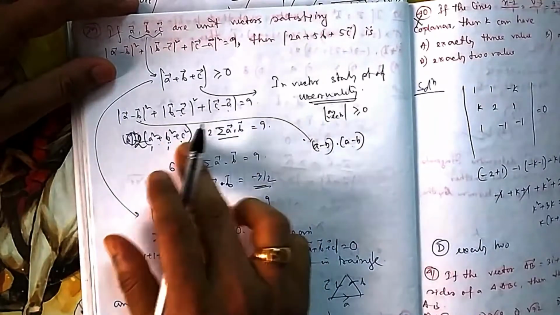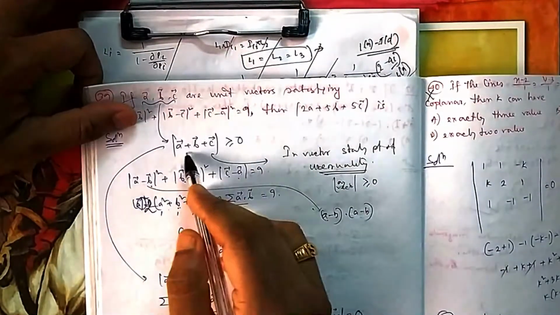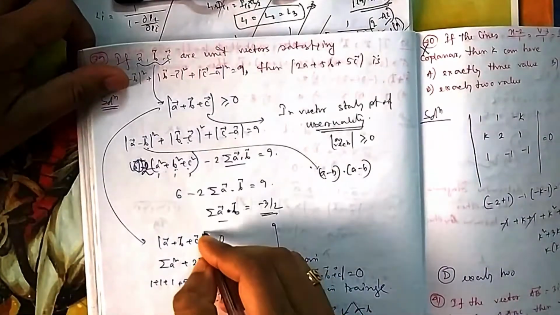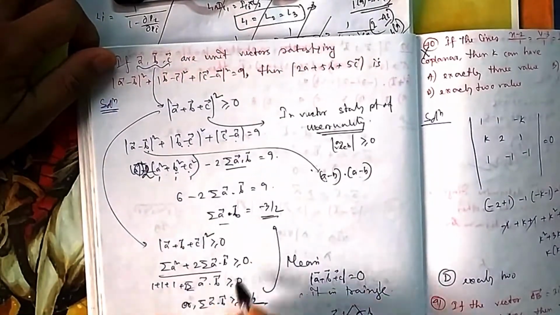Now when you see this type of thing, we already know that a plus b plus c magnitude should always be greater than or equal to 0. That means this square is greater than or equal to 0. We can say it in this way. So if you do it, it will come again like this.